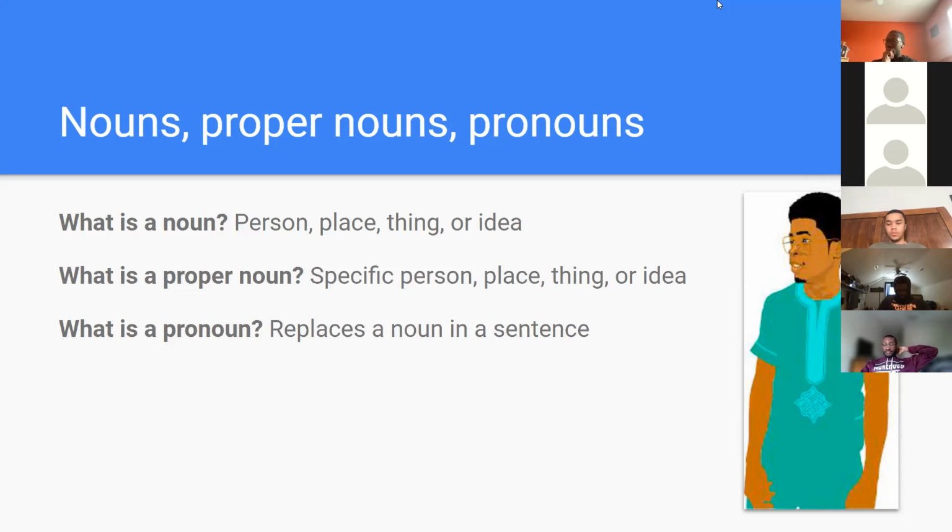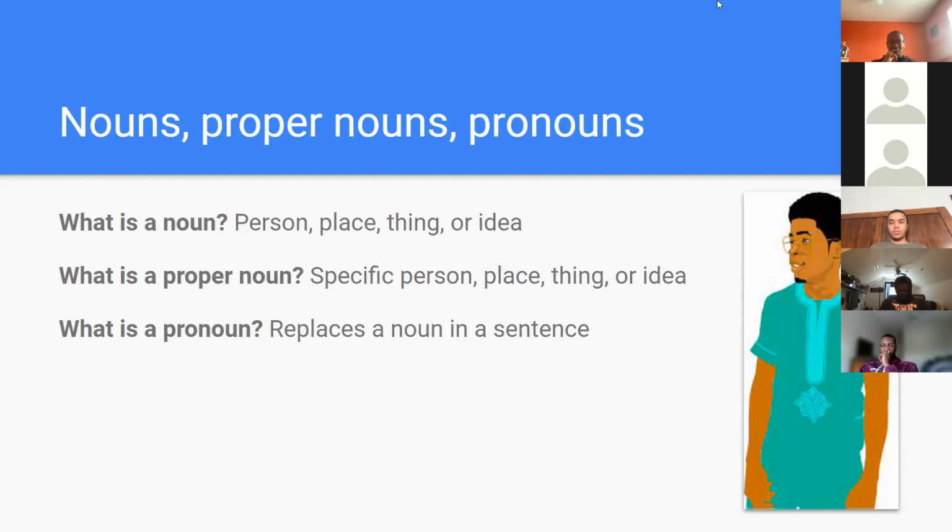So person feels easy, right? It's the boy. Place feels easy. It might be the house. Thing feels easy, a cell phone. But ideas, sometimes people get tripped up on because you just can't touch it, feel it. But we deal with those ideas and those nouns all the time. Justice, love, and peace, or liberalism, like you said. Does that make sense? Cool.